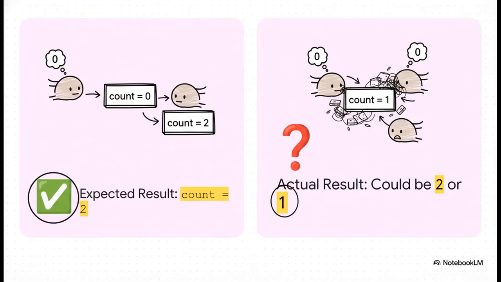Or is it? So here is where it gets wild. The actual result is totally unpredictable. Yeah, it could be 2, but a lot of the time it's actually 1. So what is going on? Well, think about it. Both threads might read the value of count when it's still 0. So thread A reads 0. Then, at almost the exact same microsecond, thread B also reads 0. Now, thread A adds 1 to the 0 it read, and it saves the result. Count is now 1. But a split second later, thread B, which is still holding on to that original 0, adds 1 and also saves the result as 1. We just lost an entire operation. And that right there is the heart of a race condition.